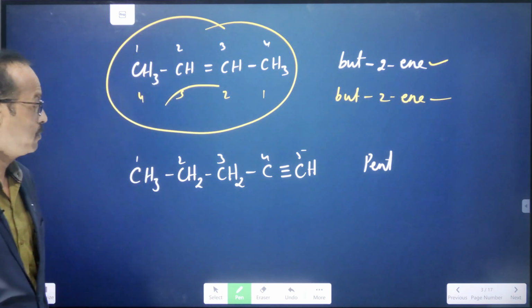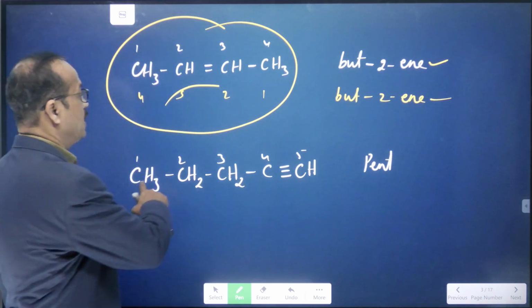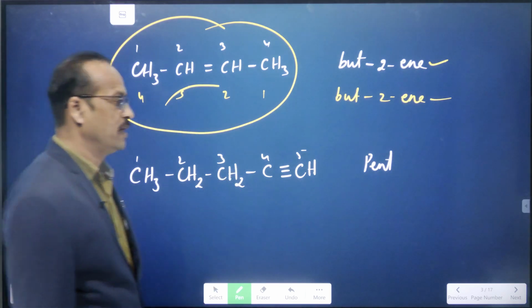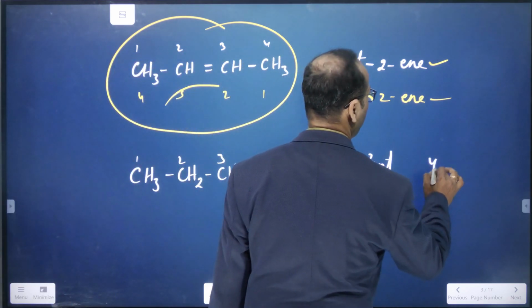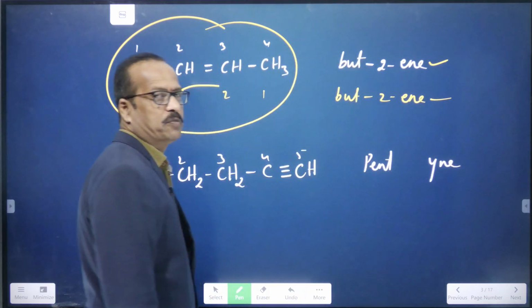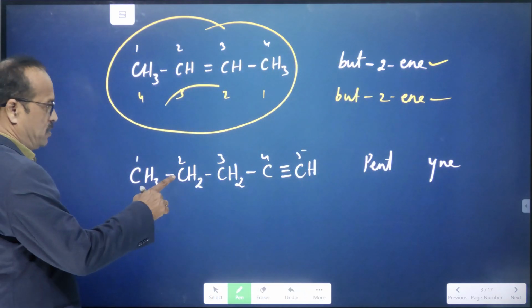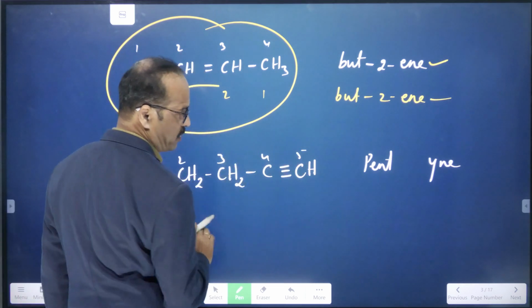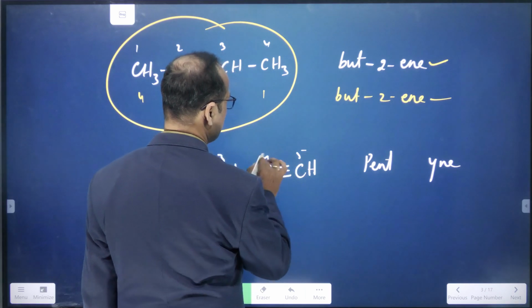Now, are all single bonds there? No, there is one triple bond. Triple bond means what? Ine. The primary suffix is ine. But the triple bond is present between which carbons? If you count from this one, 1, 2, 3, 4, 5, the triple bond is present between 4 and 5. In these two, which is the smallest number? 4.